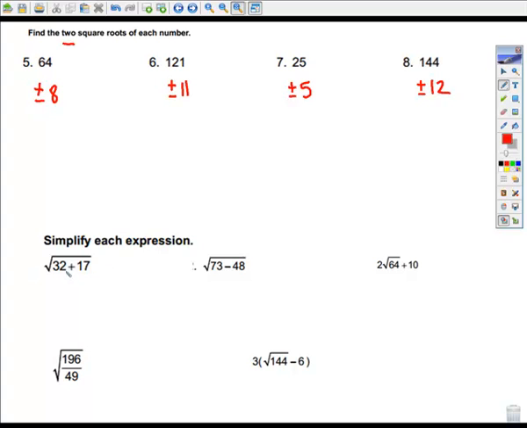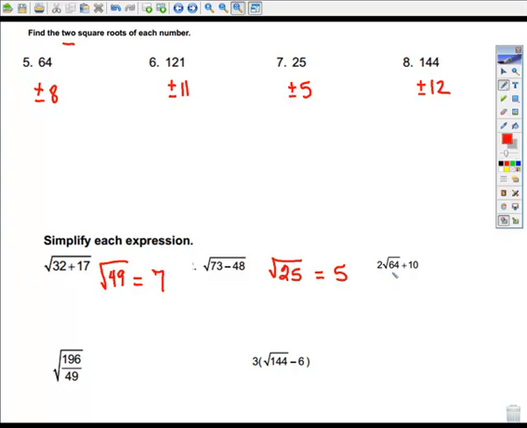Okay, simplifying each expression. The first thing we're going to do is the addition that's underneath this radical sign. So 32 plus 17 is 49, and the square root of 49 is 7. They're not asking for two square roots. They're just asking us to simplify this. So we're just going to make it 7. Square root of 73 minus 48 is going to be the square root of 25. And we know that that answer is 5.